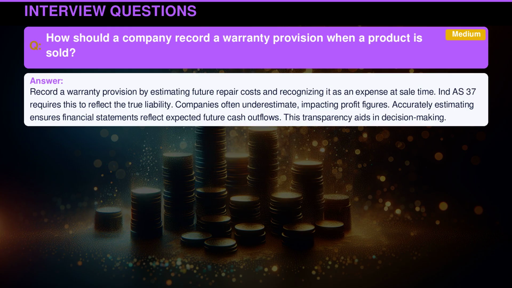Record a warranty provision by estimating future repair costs and recognizing it as an expense at sale time. Indian Accounting Standard 37 requires this to reflect the true liability. Companies often underestimate, impacting profit figures. Accurately estimating ensures financial statements reflect expected future cash outflows. This transparency aids in decision-making.